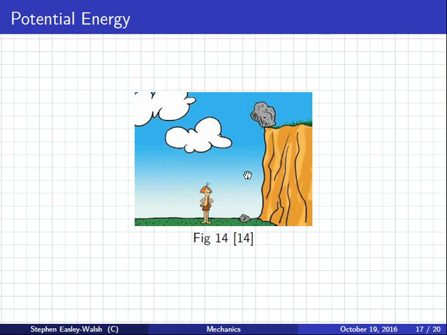Okay, and it'll be quite easy to make it do work. You just have to knock it over. So potential in this case means the ability to do work because it's at a height. If this was on the ground, it couldn't do work, because if you wanted to break his head open, you would have to lift it up and drop it on him. Okay? So that's potential energy. So there's the key types of energy.